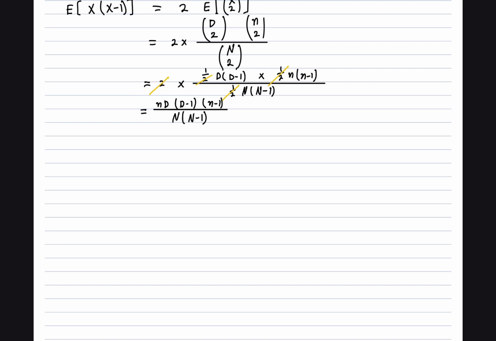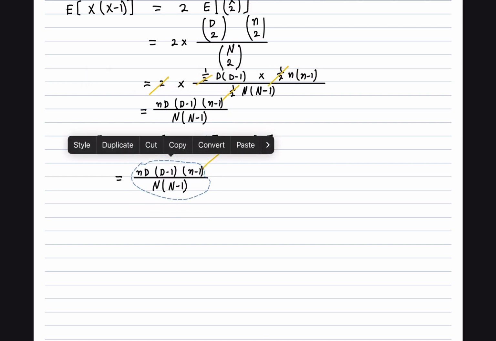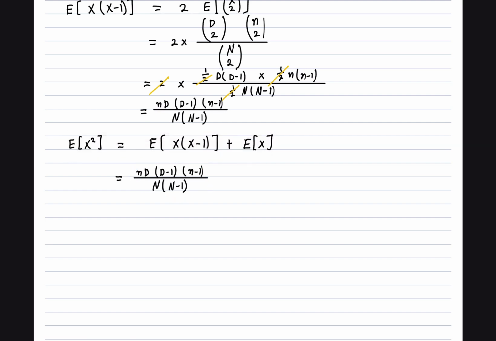So far, so good. Now we can have an expression for the expected value of x squared. As we discussed above, the expected value of x squared is equal to the expected value of x(x minus 1) plus the expected value of x. We know the first part of this expression is this term here. Copy that down, plus we know our expected value of x was nd over capital N.